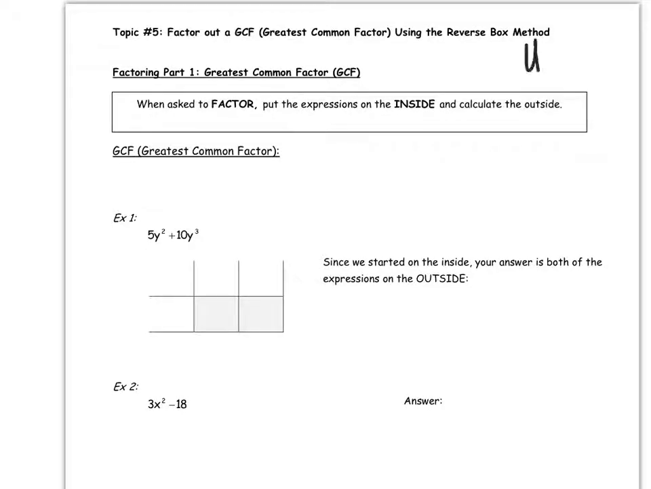Hi, this is Unit 8, and we are on topic number 5. Topic number 5 is called Factoring Out a GCF. And GCF stands for Greatest Common Factor.